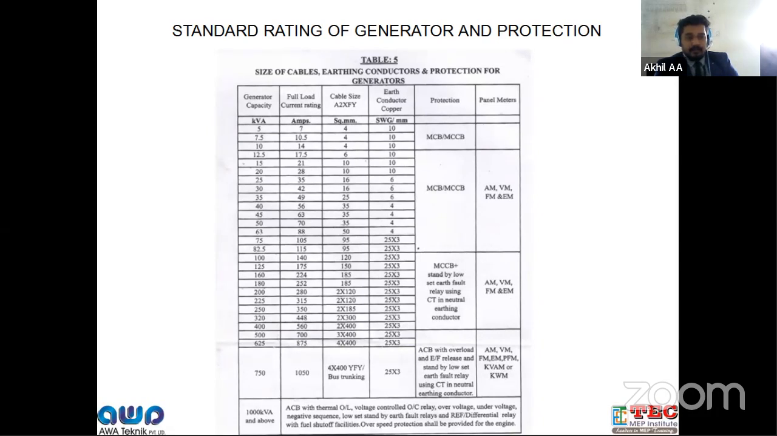And in this table, you can see MCB, MCCB is mentioned for certain generators, and the generators above 100 kVA have MCCB plus standby low set earth fault relay using CT. But for generators up to 100, the earth fault relay is not mentioned. So according to the procedures or the inspectorate requirements, you have to do the calculations and the single line diagram arrangements.